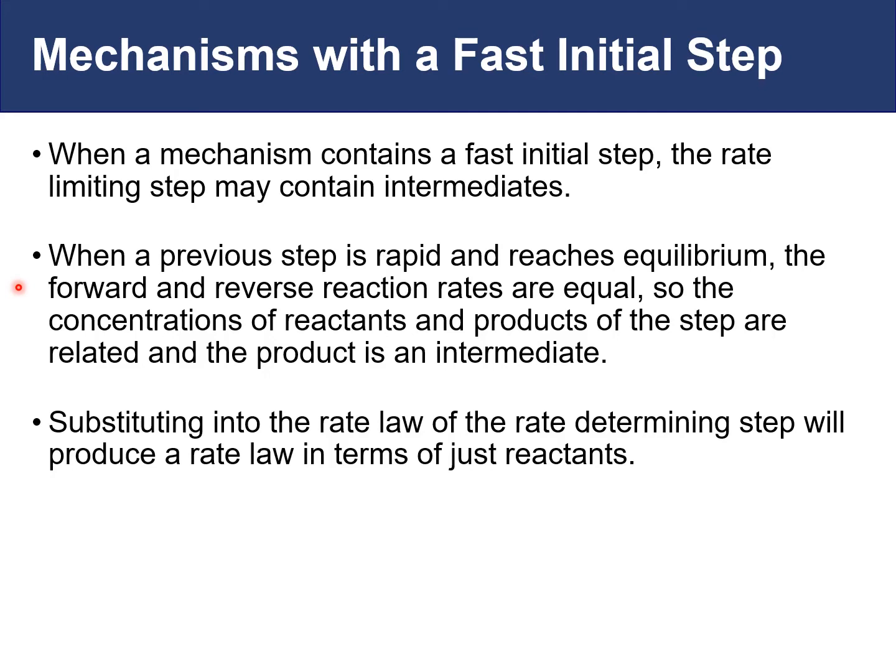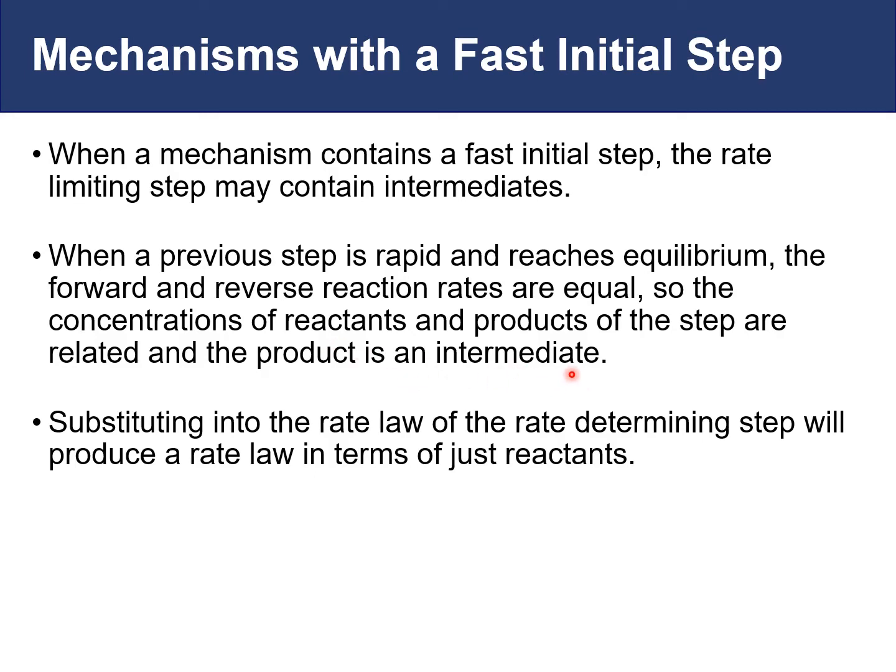So when a previous step is rapid and reaches equilibrium, the forward and reverse reaction rates are equal. Because they are equal, the concentrations of the reactants and products of one of those steps are related to each other, and the products of these types of reactions are typically intermediates. So we can use that relationship from the equilibrium, where the products are related to the reactants, to re-express the intermediates in terms of the reactants, which gets around our problem of having a rate law that has the intermediates in them.